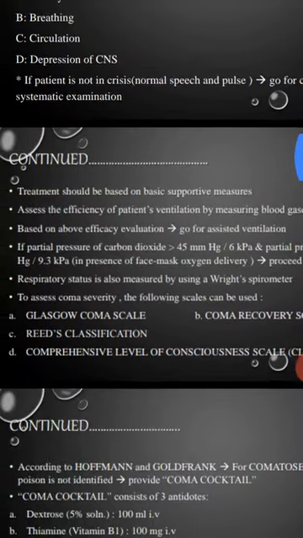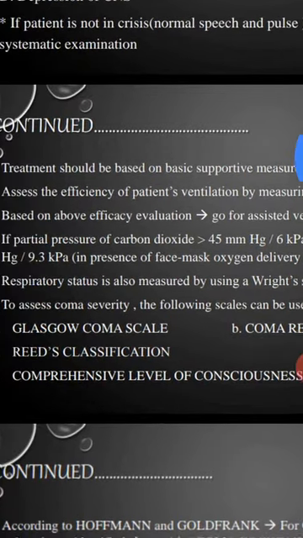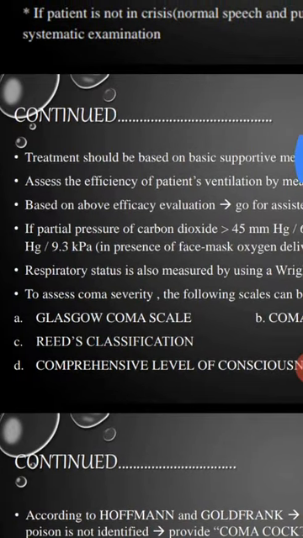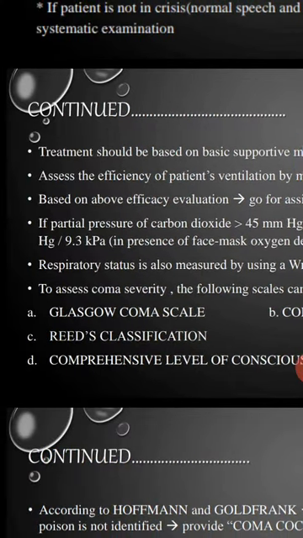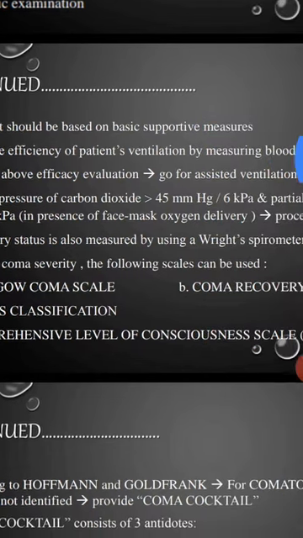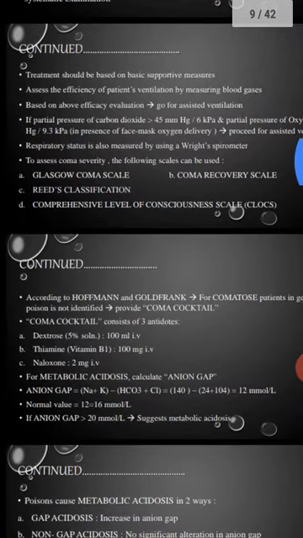You can assess the coma severity, and the following scales can be used. Suppose the patient enters into a coma, you can assess the coma severity by using these scales. You can simply write coma scales: Glasgow coma scale, Reed Glasgow. These are the things you can simply write.